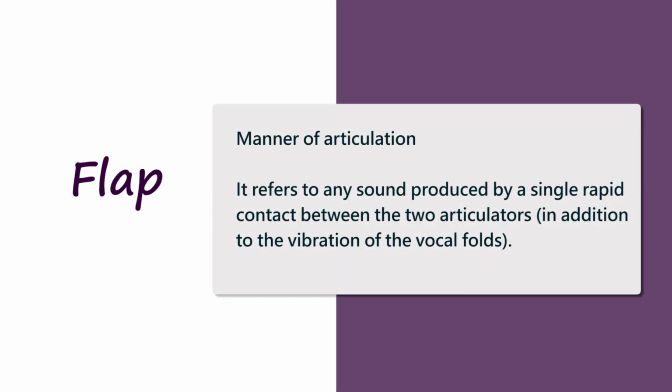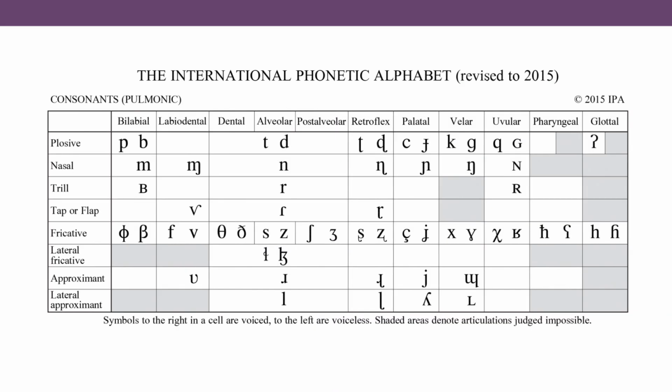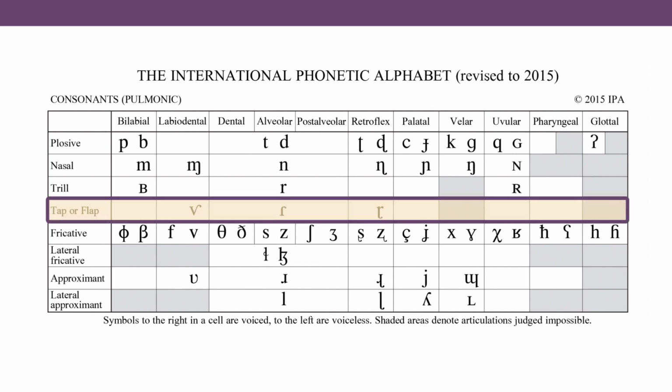A flap is a sound produced by a single rapid contact between the two articulators, other than the vocal fold vibration. When you flap a consonant, you are constantly using voicing. In the consonant chart, tap and flap are listed together.